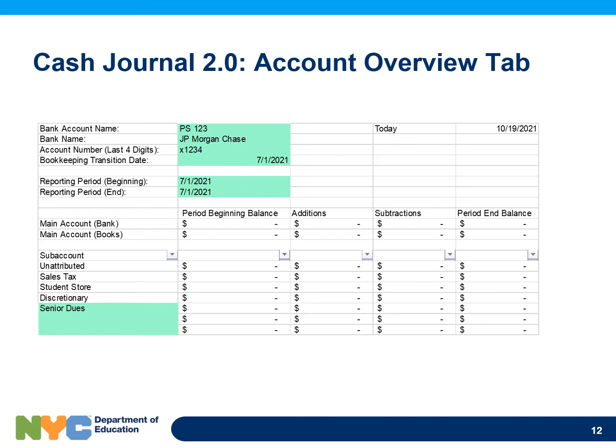This cash journal holds sub-accounts for the student store, sales tax from the student store, discretionary, for example, general school funds, and unattributed. Note that unattributed means you have not yet selected or determined a sub-account, which should be done as soon as possible. For this example, this school is also maintaining a senior dues account. Your school may operate more or different accounts.